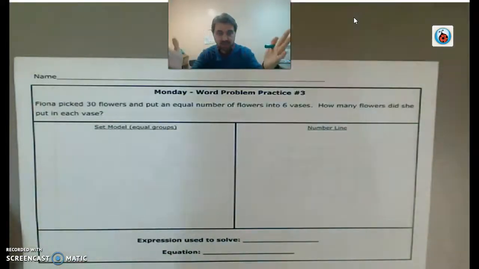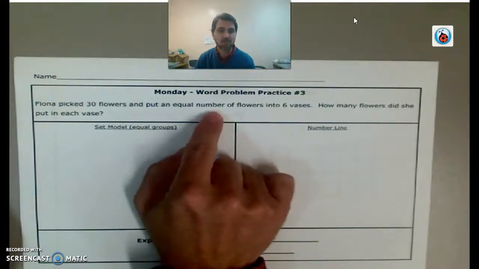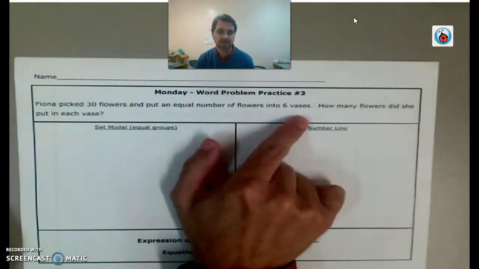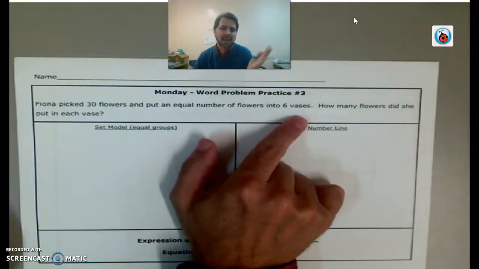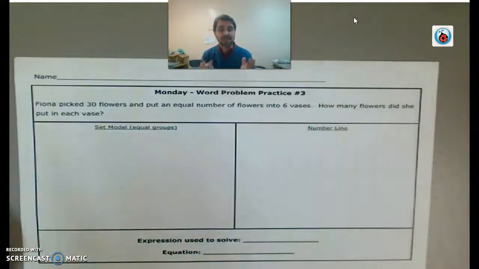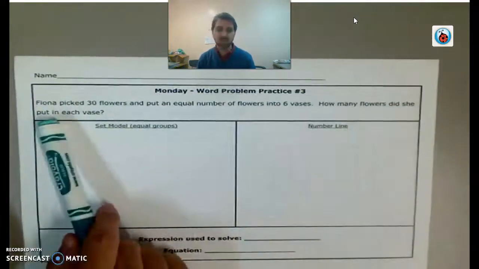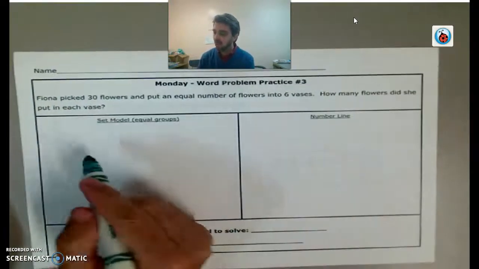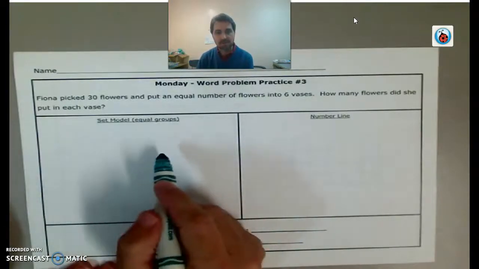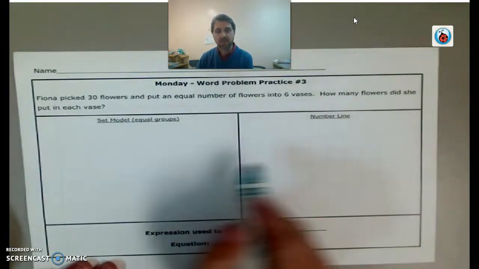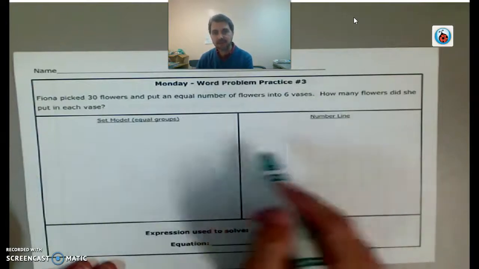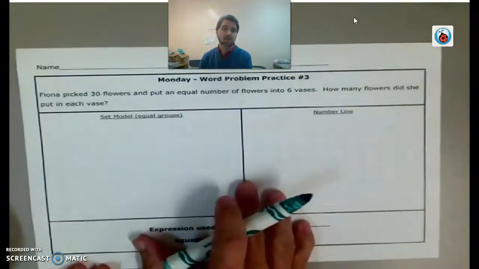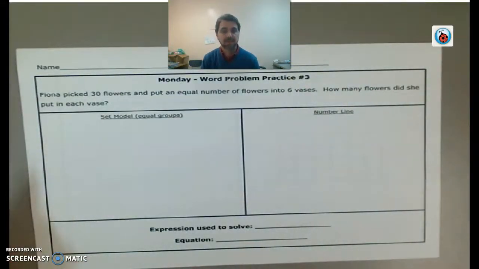Okay, so visualize 30 and put an equal number of flowers into 6 vases, however you say that. A vase is something that holds flowers. You put water into it and you put the flowers in, right? So the question is, how many flowers did she put in each vase? Okay, so start with the set model, and then do the number line. When you've given that a shot, try it out yourself first. Come back to the video and we'll check it out together, all right? Okay, I'll see you in a few minutes.